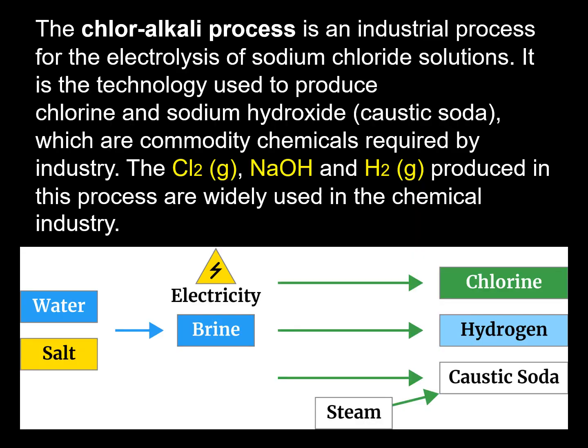The chlor-alkali process is an industrial process for the electrolysis of concentrated sodium chloride solutions. It is the technology used to produce chlorine gas and sodium hydroxide, or caustic soda, which are commodity chemicals required by industry. So therefore, the chlorine gas, sodium hydroxide and hydrogen gas produced in this process are widely used in the chemical industry. Please also follow this very simple diagram below.